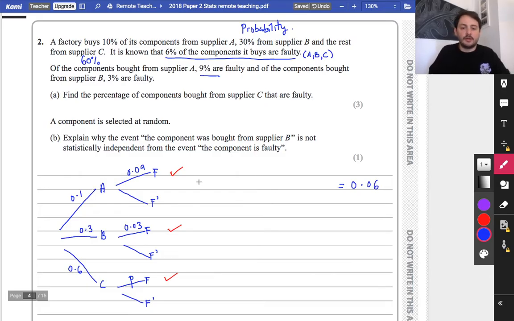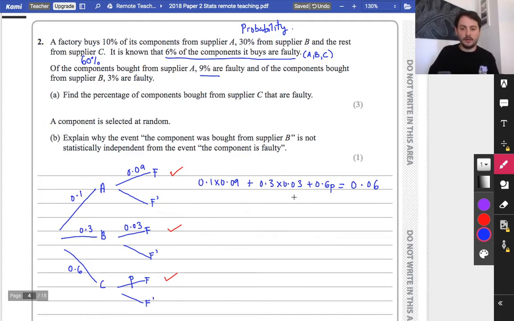Well, the first branch that we have is 0.1 multiplied by 0.09. The second branch that contributes to this 0.06 is 0.3 multiplied by 0.03. And our last branch is 0.6 multiplied by P. Now, all we need to do is just solve this equation. So I'm just going to do some of that calculating here. So it's 0.1 times 0.09 plus 0.3 times 0.03.